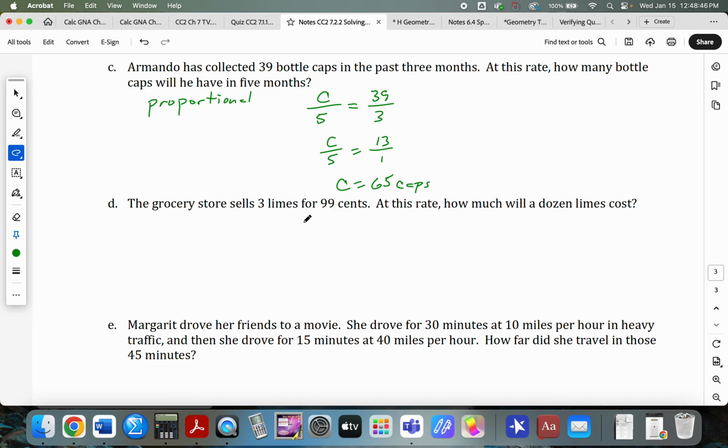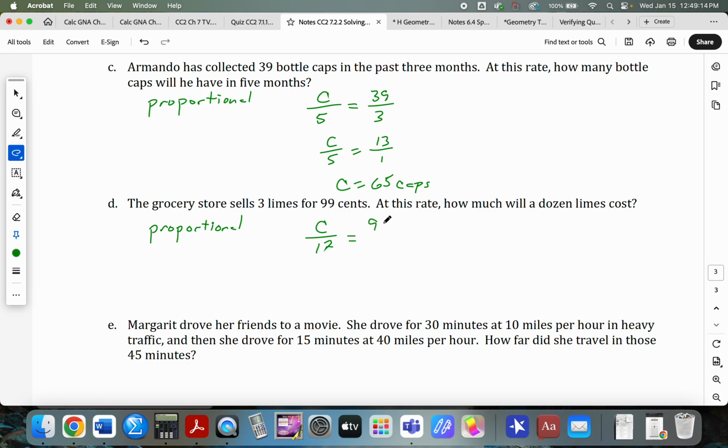All right, grocery store sells 3 limes for 99 cents. At this rate, how much will a dozen limes cost? Proportional or not proportional? Everybody. Yeah, it's proportional. So I want the cost for a dozen limes. How many is that? 12.